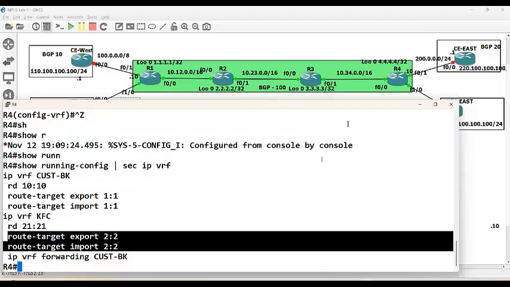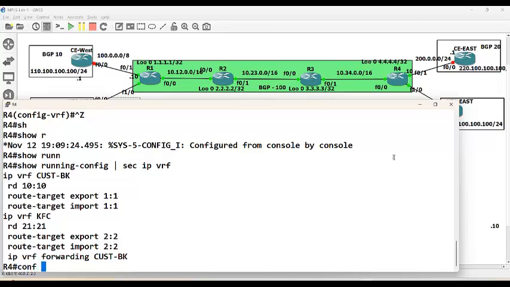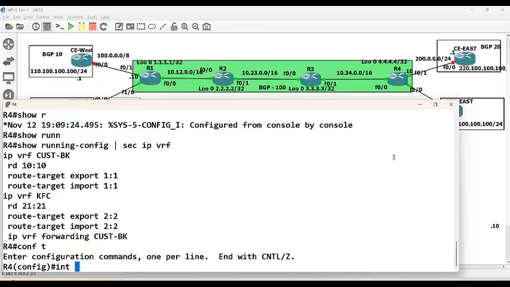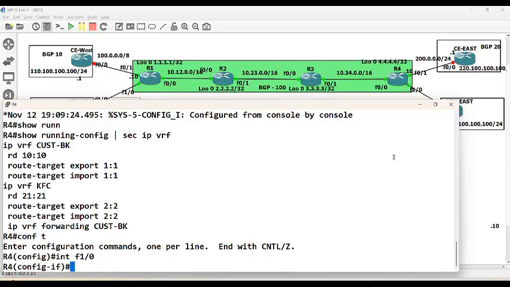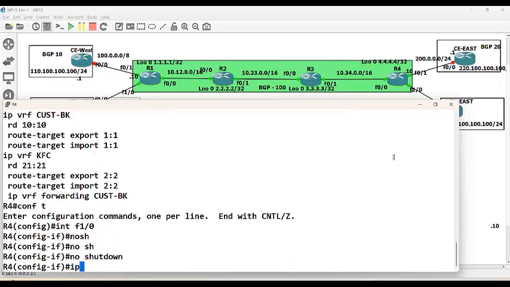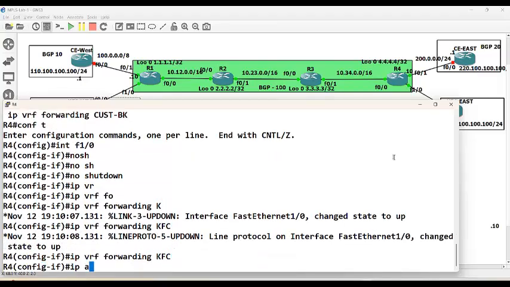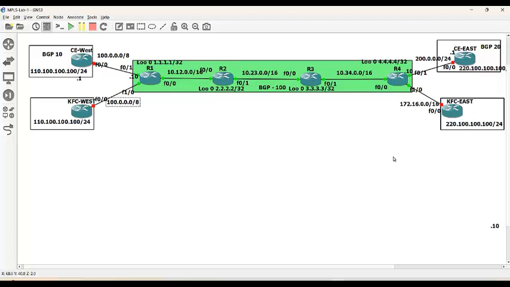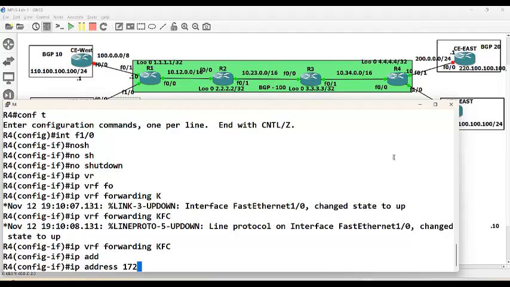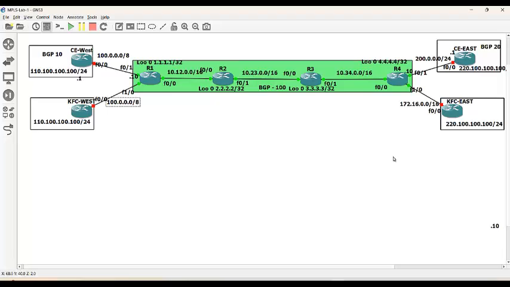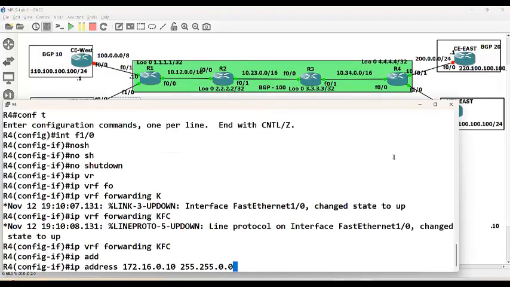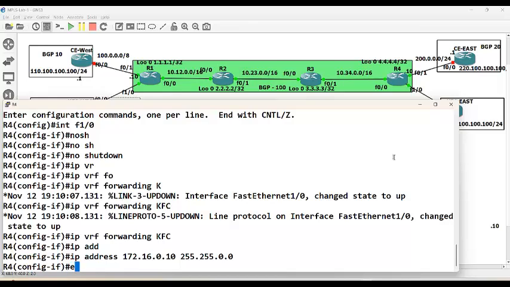Yeah. Okay. Now what is next? I have to assign an interface to this. Interface F1/0, no shut, ip vrf forwarding KFC, IP address, what's the address? 172.16.0.10, 16 mask. All right.